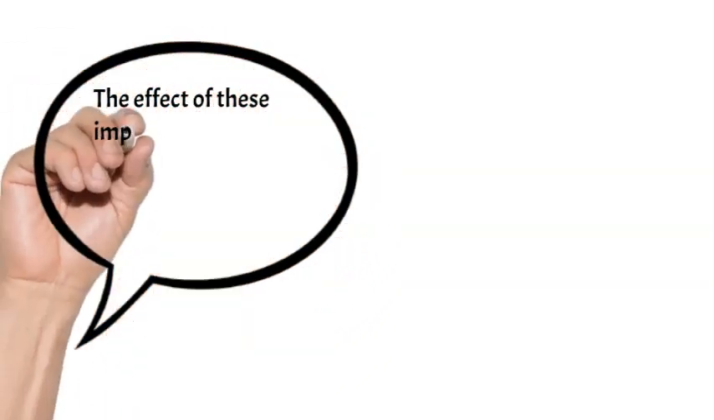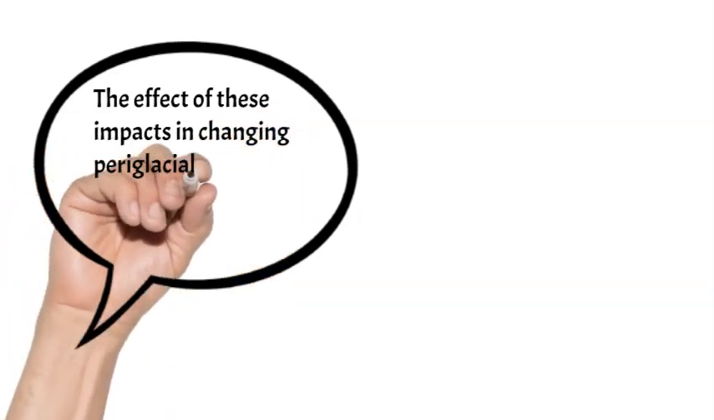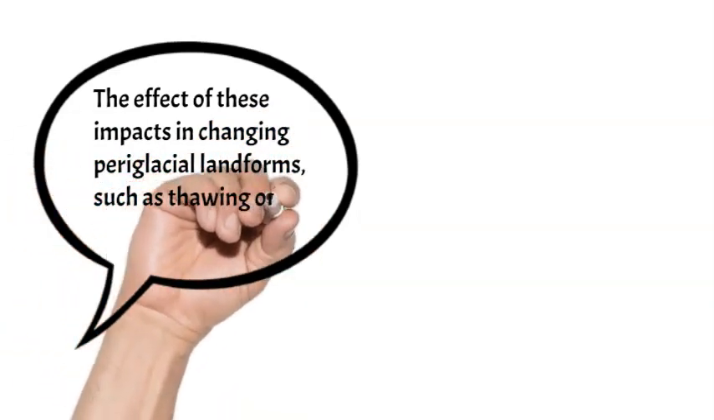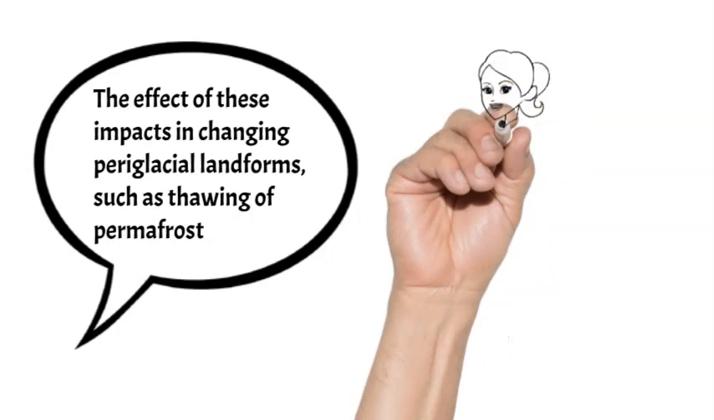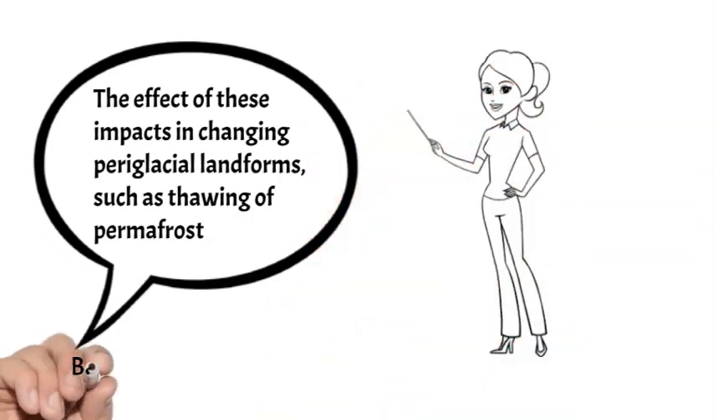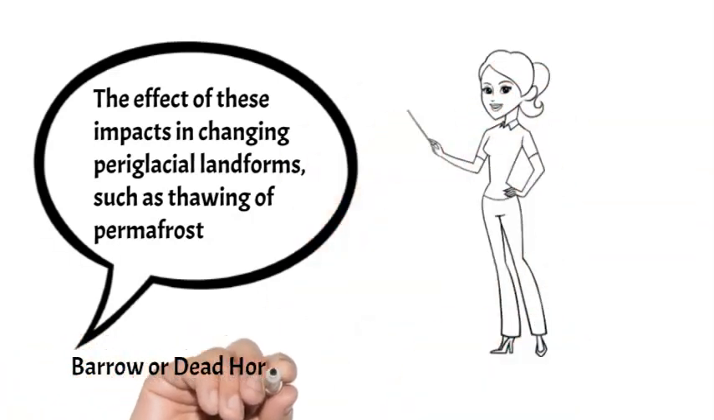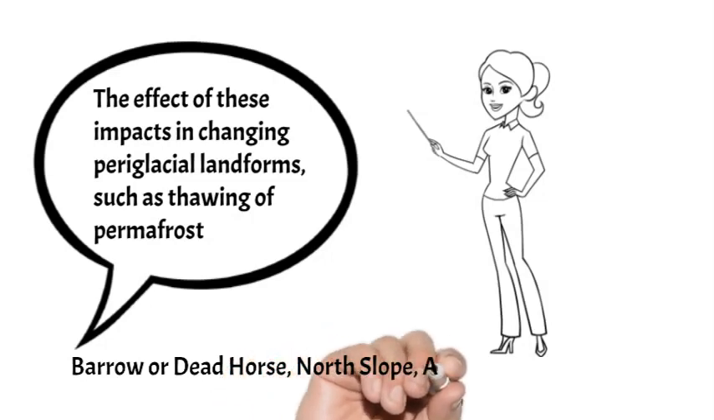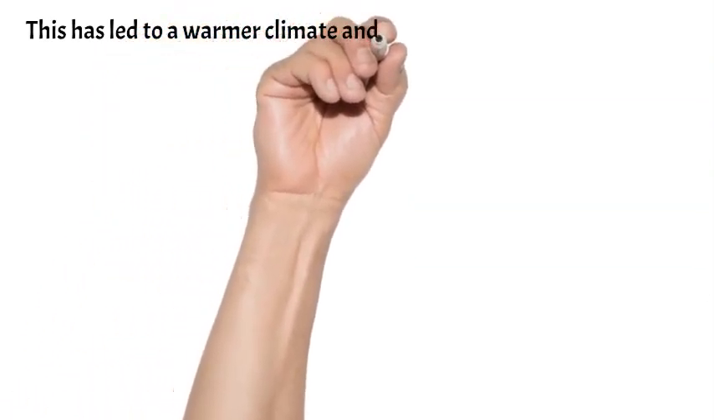So what's the effect of these impacts on changing the periglacial landforms? So, first of all, it's all about increasing temperature, which is causing permafrost to thaw in places like Barrow or Dead Horse on those northern slopes. This has led to a warmer climate and has caused features to change.